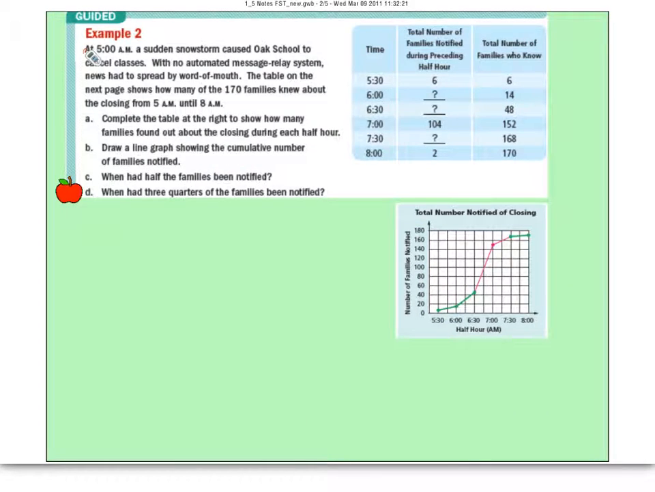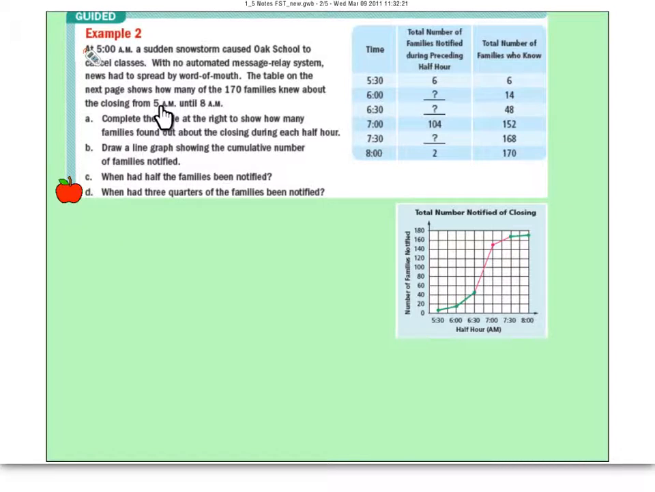Let's look at another example. Here we have time slots from 5:30 in the morning up to 8 o'clock. And it says here that the Oak School had to cancel class. They did not have the automated message system working, so it was spread by word of mouth. The table over here shows how 170 families were communicated to. So look at the bottom, it's totaled 170 by 8 o'clock.